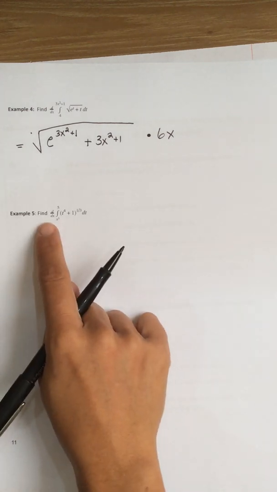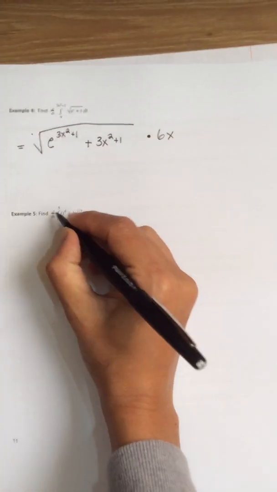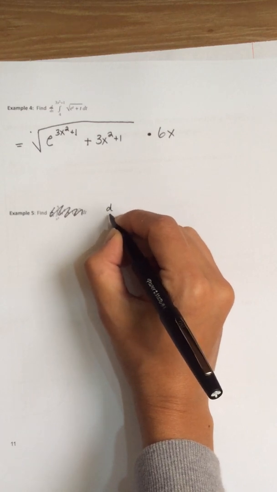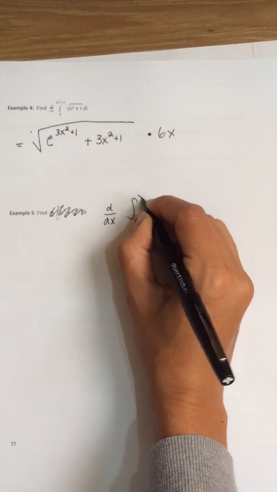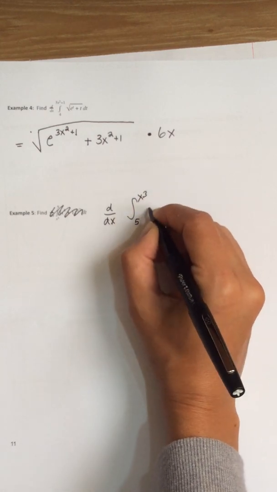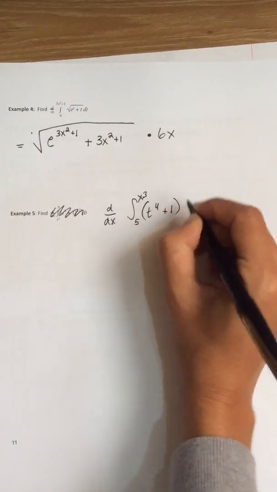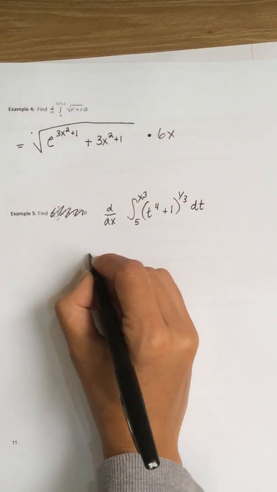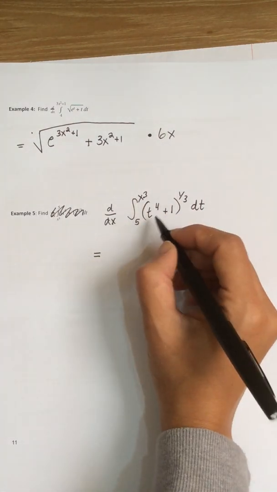Let's try this one. Find the derivative of this integral. Oh, I'll just rewrite it big over here. I wrote this as a typo. It should have been the other way around, so let me rewrite it right here: from 5 to x cubed of (t to the 4th plus 1) all to the 1/3 dt. Okay, so that's just going to be equal to my f of x. So I'm going to take this and plug it in.